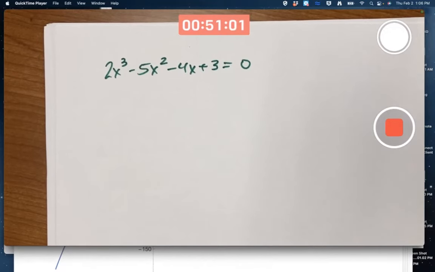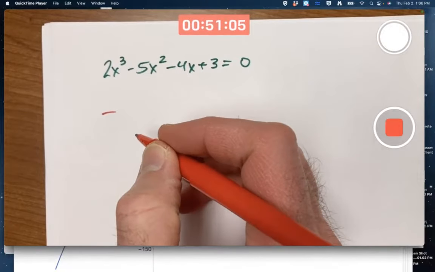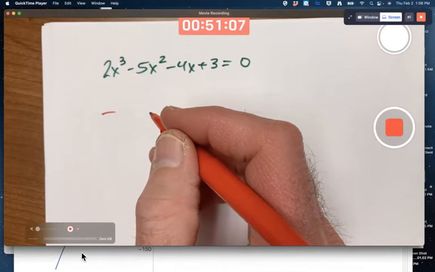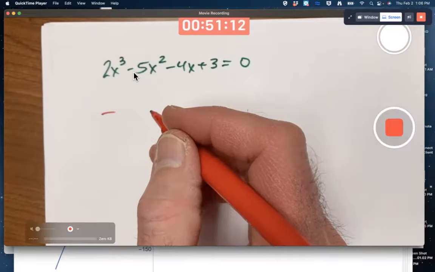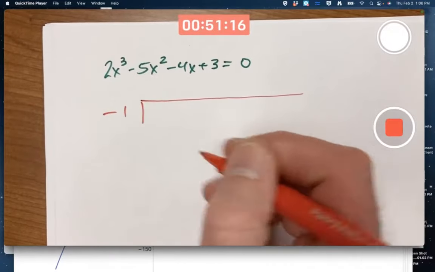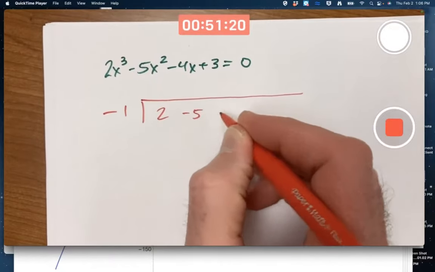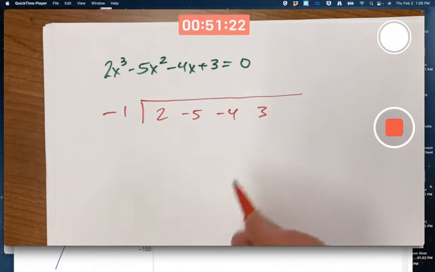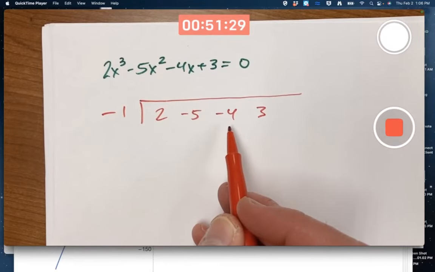Some people know synthetic division and some don't. It's a shorter, more fun way to do long division. I think there's a root at -1. So what I'm going to do is I'm going to put a -1 right here. And then I'm going to put the coefficients that I see underneath this bar here, 2, -5, -4, and 3. By the way, if one of those terms was missing, like if there was no x term, I would want to make sure I put a 0 in there when you do synthetic division. Otherwise, it doesn't work.